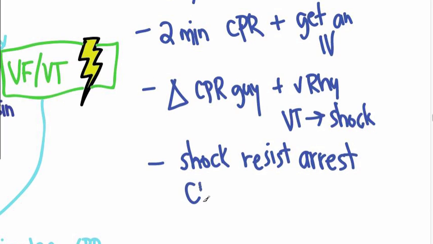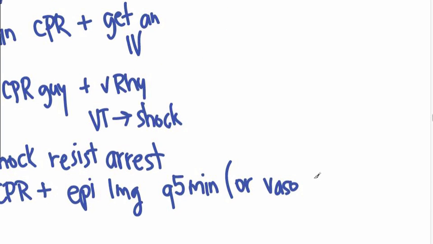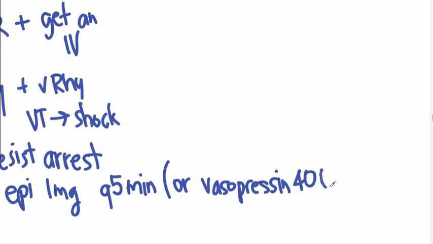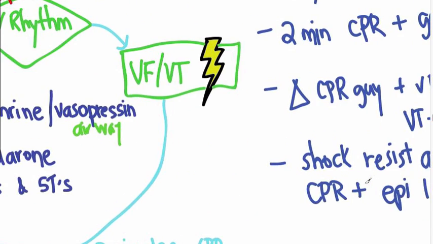So we're continuing CPR, and we're going to give some kind of vasopressor. We can give epinephrine, 1 milligram every 5 minutes. Alternatively, we can also give vasopressin. That's 40 units IV. And let's go back to our diagram here.